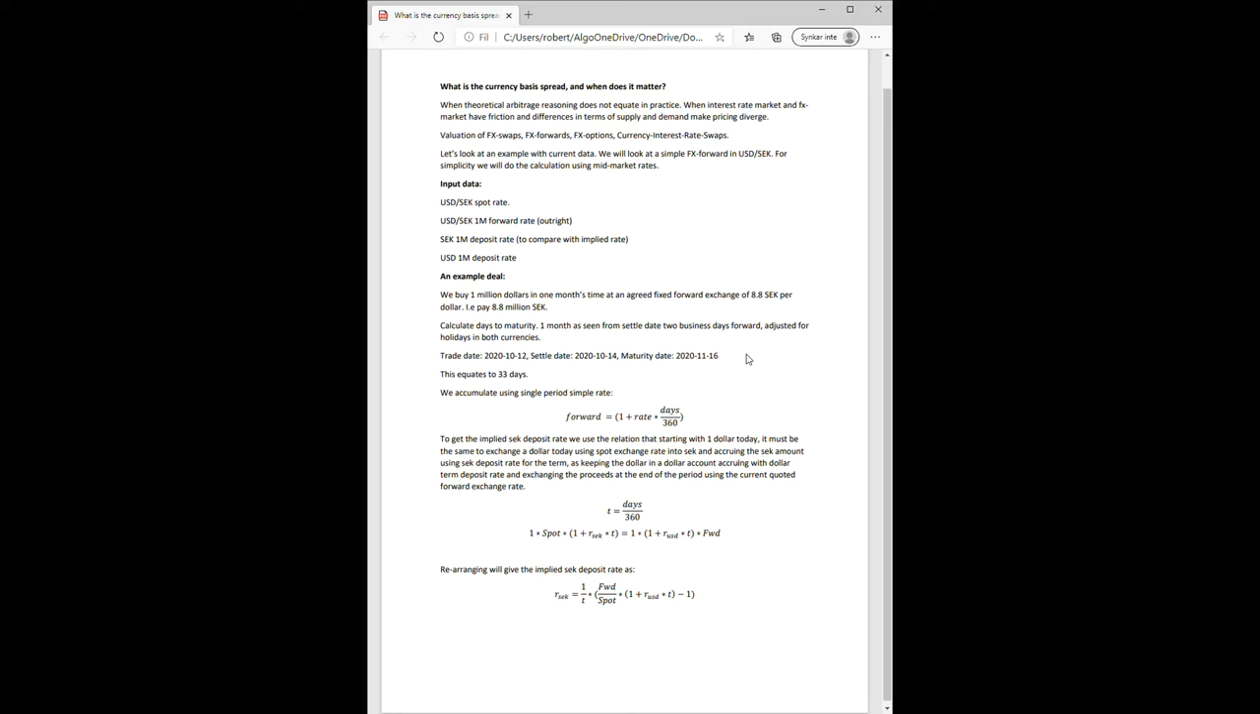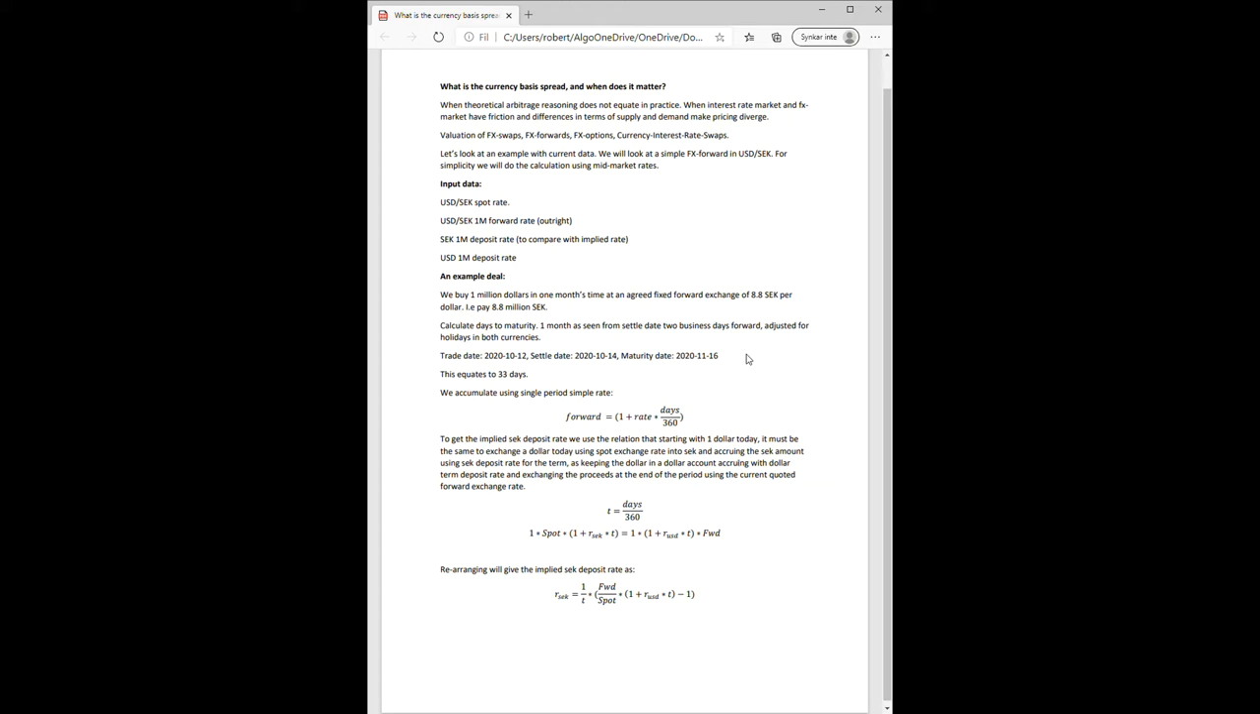then we know that we will have two cash flows in the future. We will have the 8.8 million kroner and we will have $1 million that we exchange hands. So what is the present value of that deal today? From a theoretical point of view, we could just as well discount both legs using the SEK depo rate and the US depo rate and think that we will end up with the correct valuation. Unfortunately, that is not true.